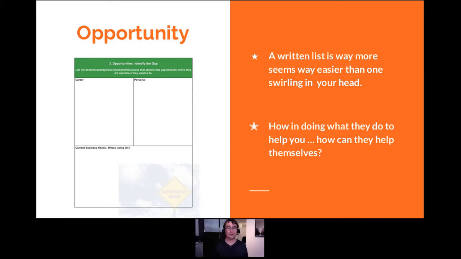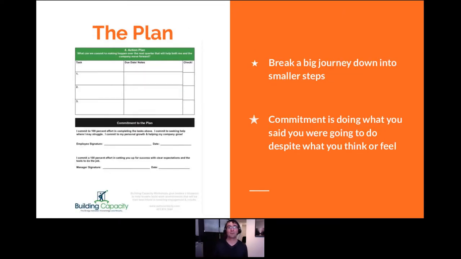Start to identify the gap, and then also start to list what's going on in the business, because usually what's going on in your business requires certain skills, and it offers opportunities for certain skills to be developed. So you want to capture those two things with the eye on the last page, which is the plan. It's cool to talk about stuff. It's better to do it.